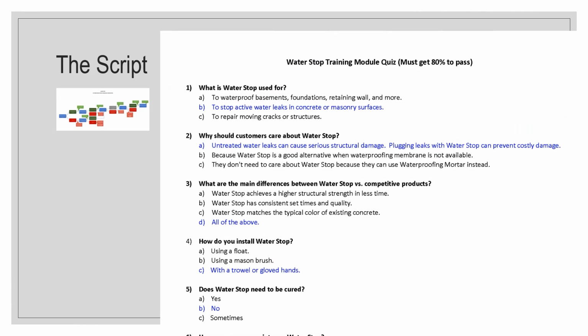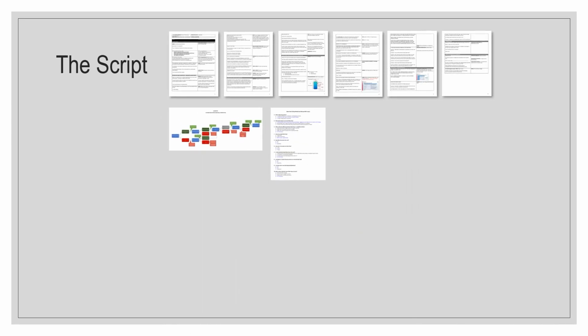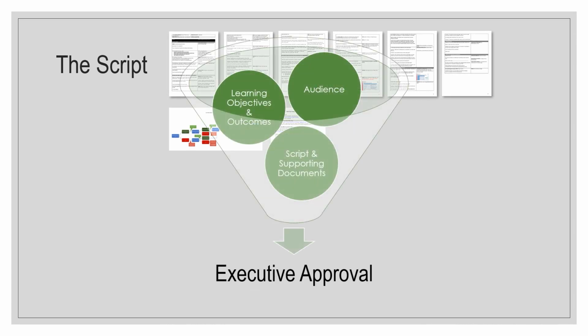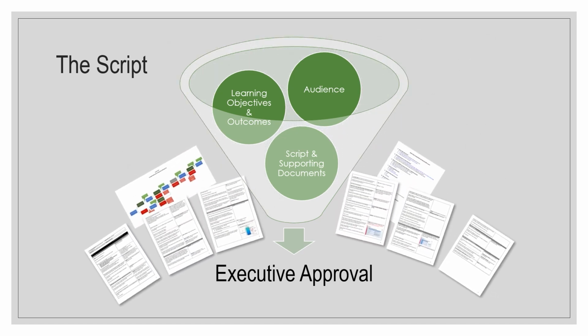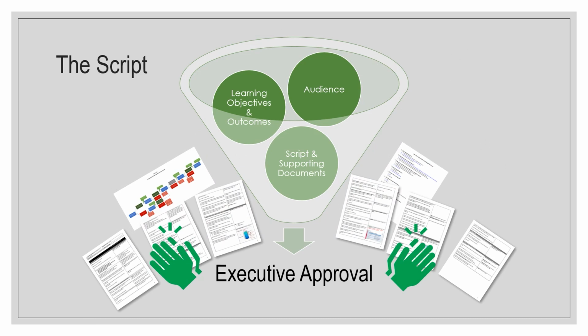We got the quiz, put it in Word, and then identified what we wanted to have in the lesson that would definitely be covered in the quiz. So we taught to the test. So once that was all done, we were ready for executive review. We knew our audience, we knew our learning objectives and outcomes, and we had our script and all our supporting documents. So luckily, our executives liked what they saw, and they made some minor modifications.